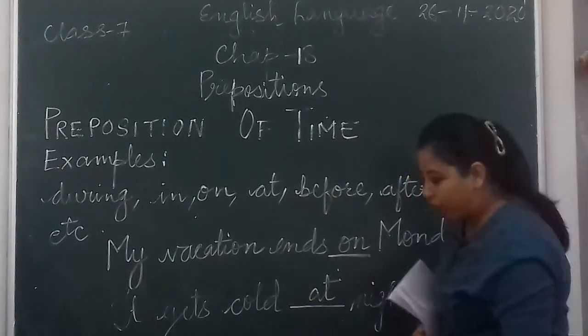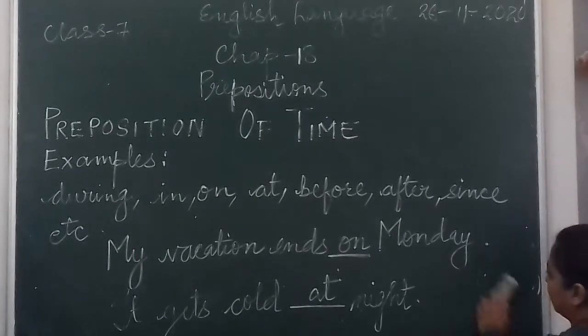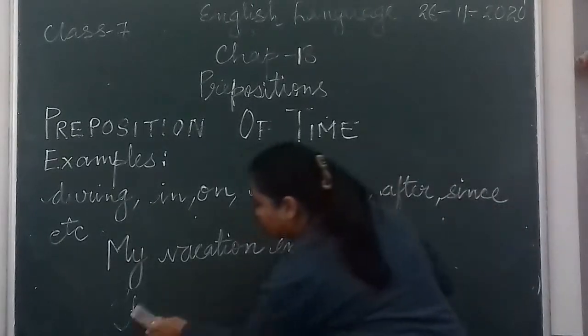So look at the board carefully. The first, look at the examples: during, in, on, at, before, after, since, etc. These are examples of preposition of time. My vacation ends on Monday. It gets cold at night. And another example I gave you: my birthday falls in January. So it talks about time. I hope so far I have made myself clear.